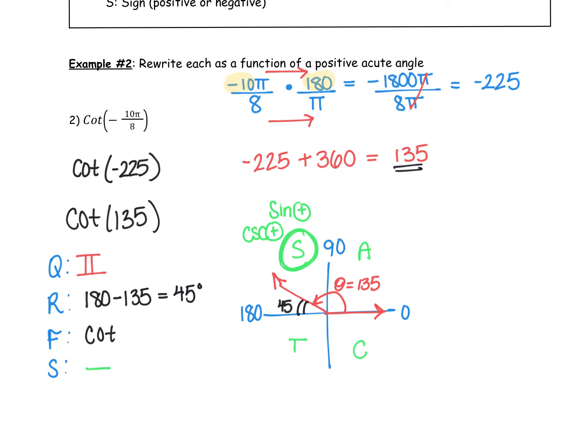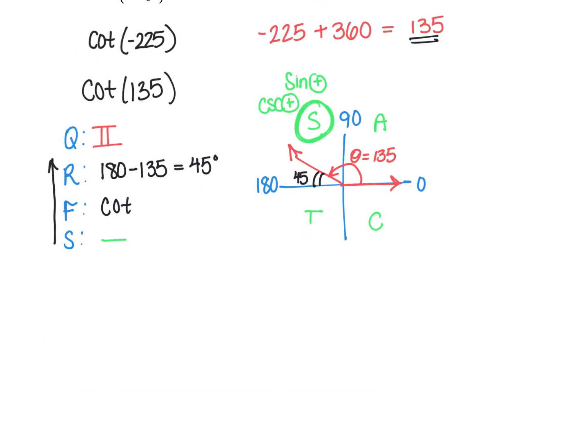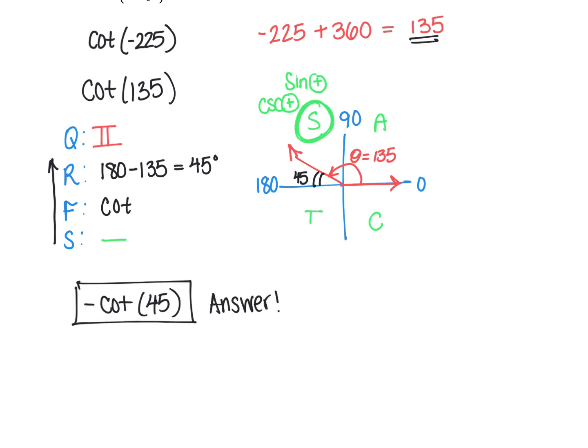So we're going to read this again from the bottom up. So bottom up is going to be negative cotangent of 45. So this is my final answer. Now you can check this one to see if it's correct, but I would use this degree measurement to check.